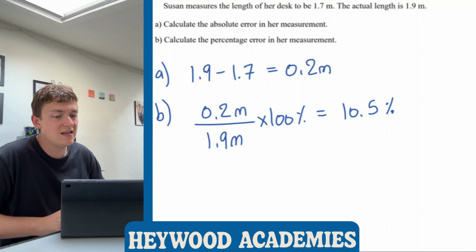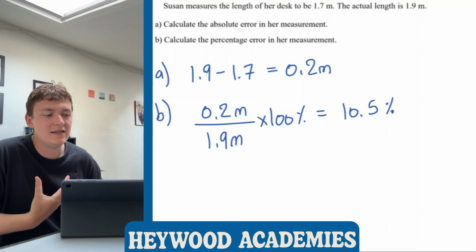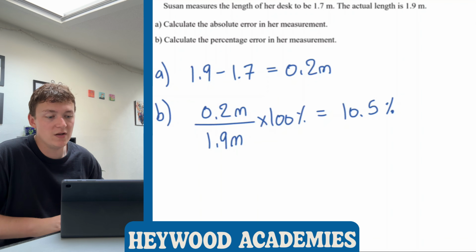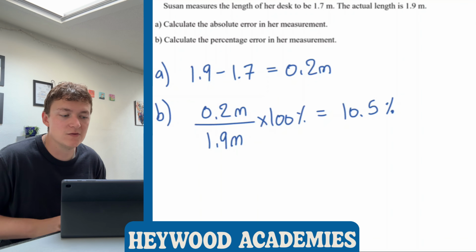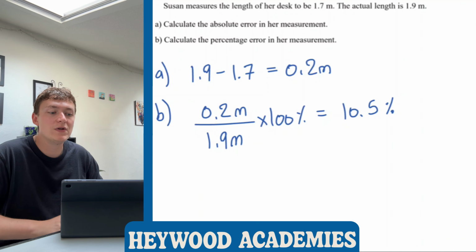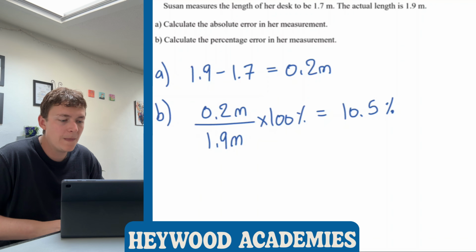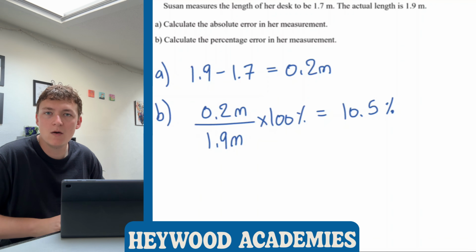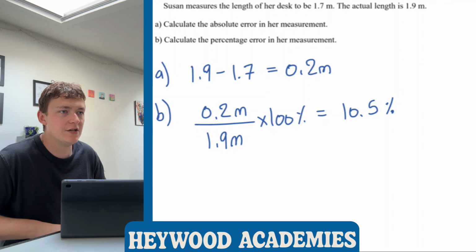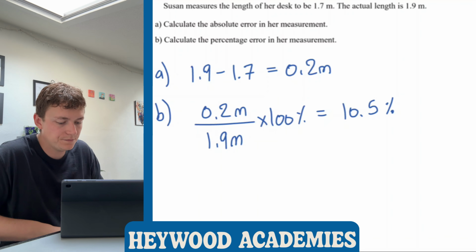If I'm measuring something that's 100 meters long, 0.2 meters off is pretty good. But in this case, the measurement was 1.7 meters and the actual length is 1.9 meters. That 0.2 meters is pretty big. If you just give the percent, it's a little bit easier to get a feel for it. You can say, we're about 10.5% off of that measurement. So that's a little bit easier to interpret.